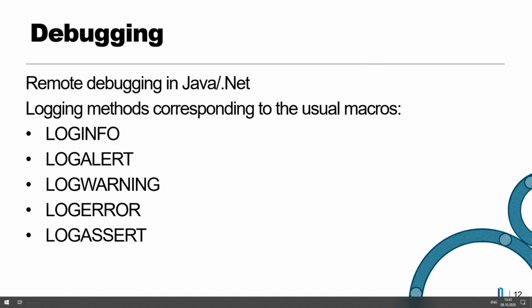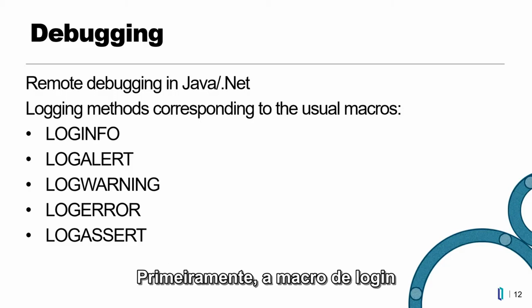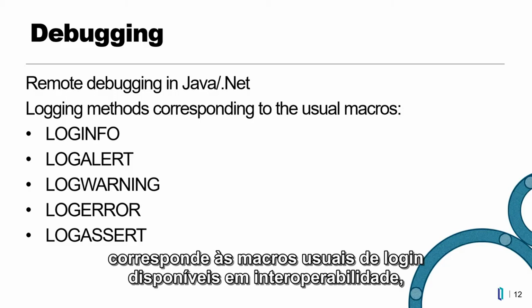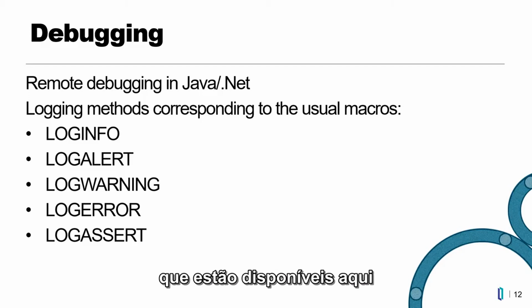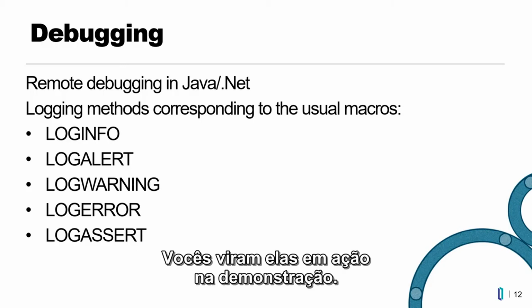Debugging. Next part is debugging. First of all, logging methods corresponding to the usual macro available in interoperability are available here. Log info, log alert, log warning, error, and assert. You have seen them in work in a previous demo.